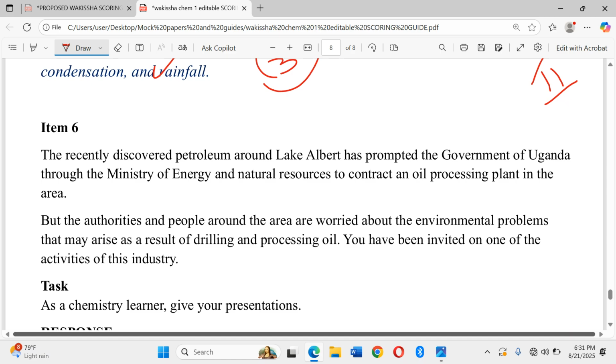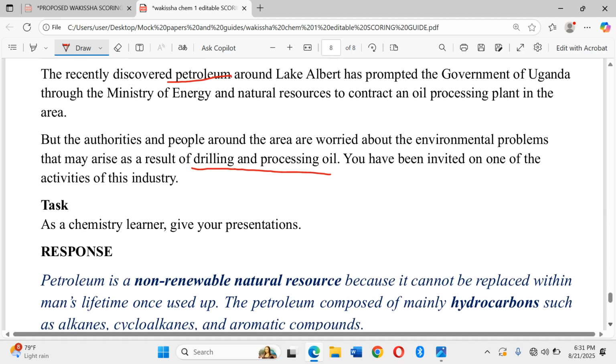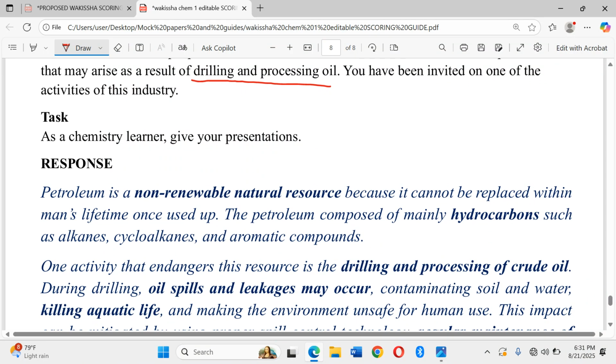So you can see these tasks were very specific on particular natural resources. So here they are talking about the petroleum, and the human activity they are talking about is drilling and processing of petroleum or oil extraction. So still we do the same. The first paragraph is there.